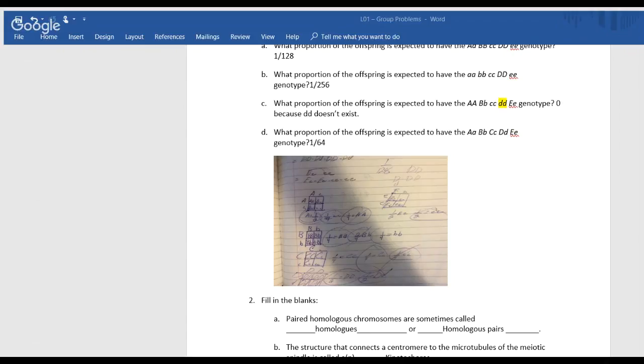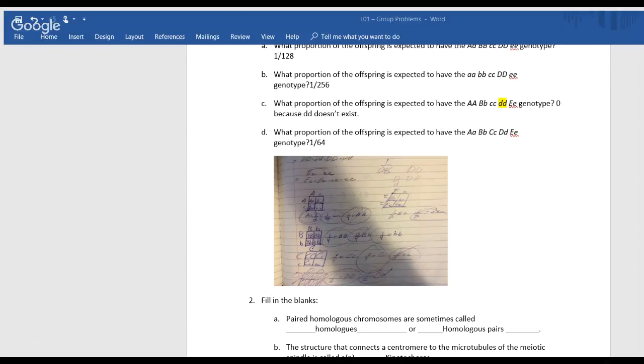And then it's the same song with all these. You just do individual Punnett squares for the A's, the B's, the C's, the D's, and the E's. So again, you can go to little aa, which is 1/4, times little bb, which is 1/4. You go to little cc, which is also 1/4. Then you go to big DD, which is 1/2. You go to little ee, which is 1/2. You multiply them together, and you're going to get a fraction of 1/256.